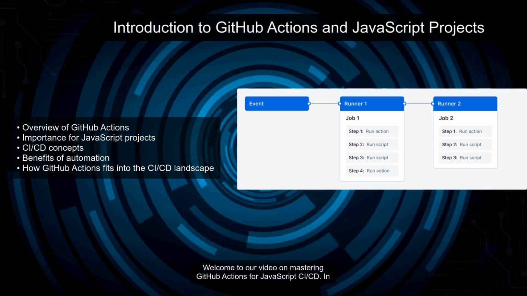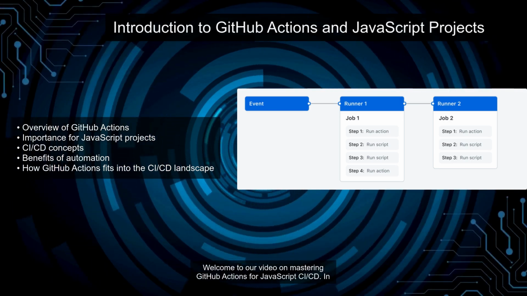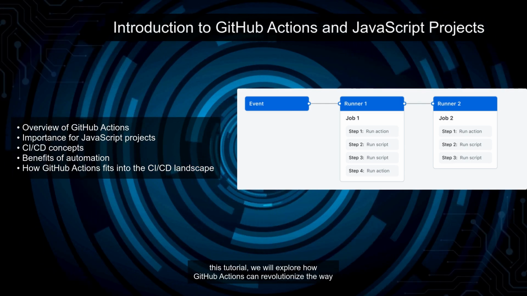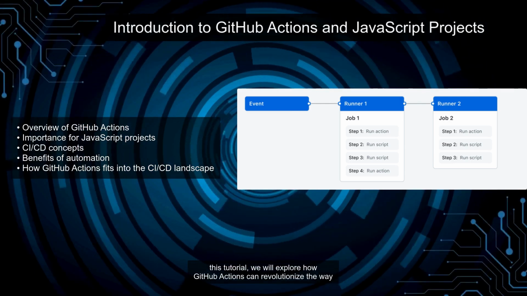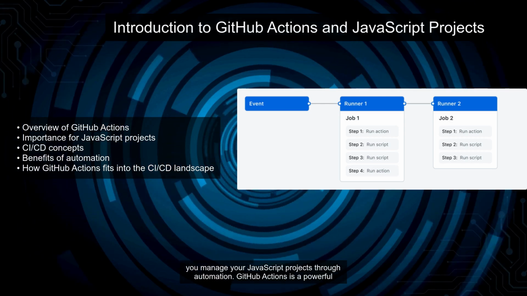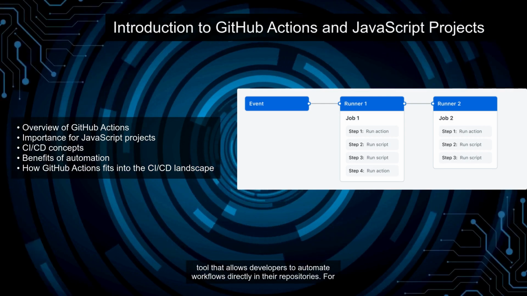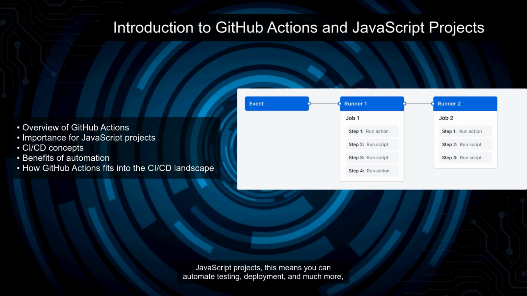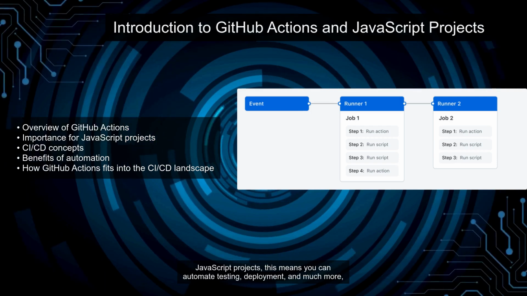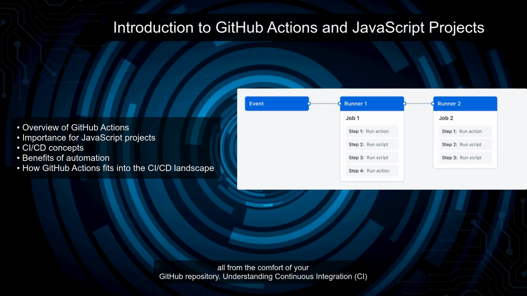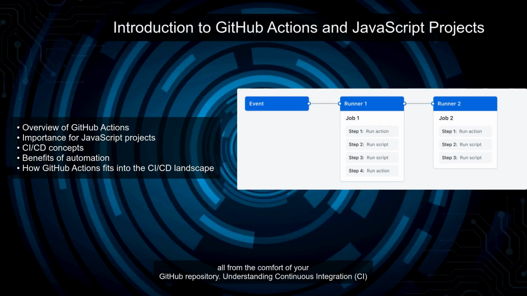Welcome to our video on mastering GitHub Actions for JavaScript CI/CD. In this tutorial, we will explore how GitHub Actions can revolutionize the way you manage your JavaScript projects through automation. GitHub Actions is a powerful tool that allows developers to automate workflows directly in their repositories. For JavaScript projects, this means you can automate testing, deployment, and much more, all from the comfort of your GitHub repository.